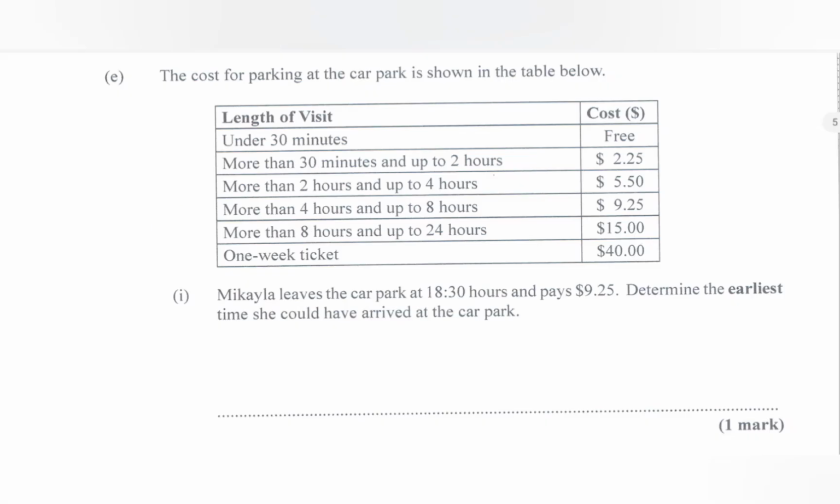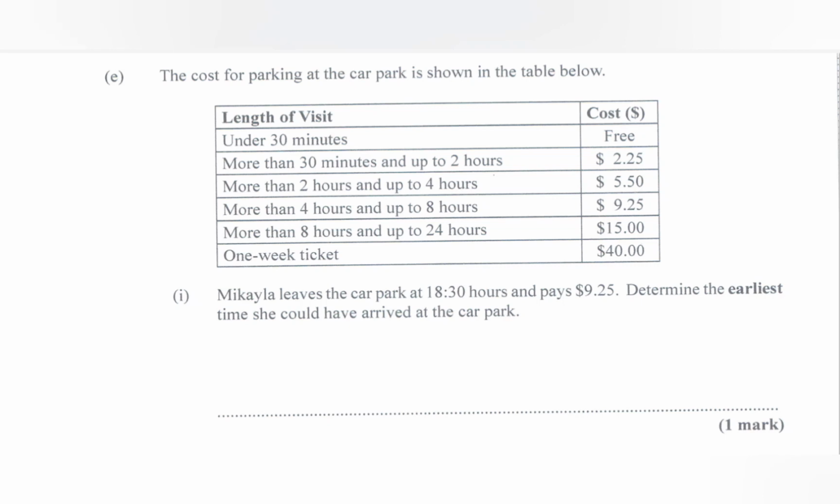1E says that the cost of parking at the car park is shown in the table below. EI says Michaela leaves the car park at 18:30 hours and pays $9.25. Determine the earliest time she could have arrived at the park. So what we're going to do, we're going to look at the table to see what applies to this cost.